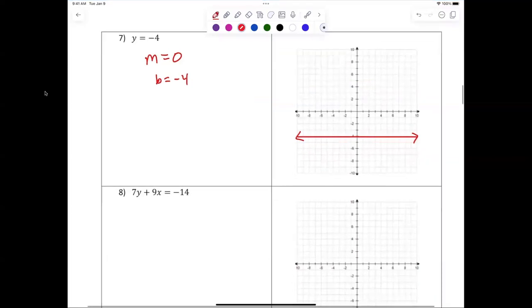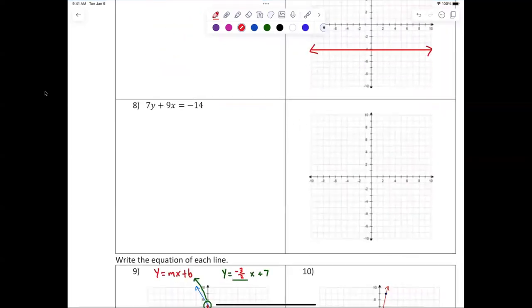So for number 8, I need to do what first? What do I need to do for number 8? Move the x. When I move the x, it becomes what? -9x minus 14. Now what? Right, so y equals -9/7 x minus 2. Is everybody okay with that?